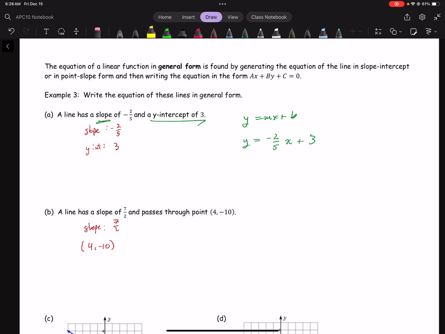And if the question says write it in general form, and general form is ax plus by plus c is equal to 0, you have the algebra skills. And in fact, we've done this in previous lessons. So you just change this into general form. Remember, a, b, and c are integers, where a has to be positive.